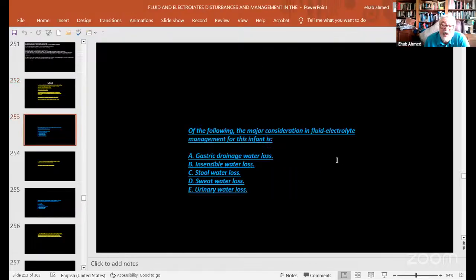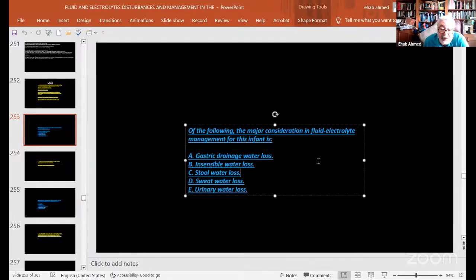This is a straightforward question. Of the following, the major consideration in fluid electrolyte management for this infant is, when you calculate the fluids, what is the most important factor you will take into consideration as number one? The other items are important, but what is number one? Gastric drainage water loss, insensible water loss, stool water loss, sweat water loss, or urinary water loss. Think about it.